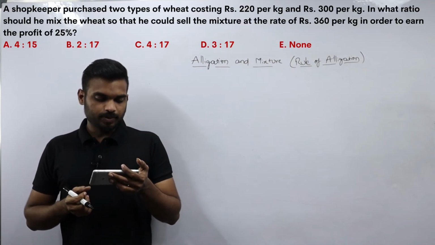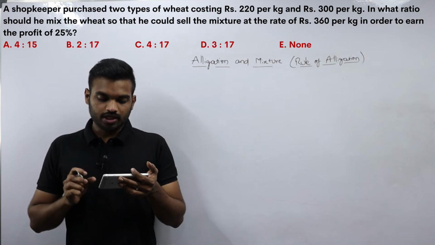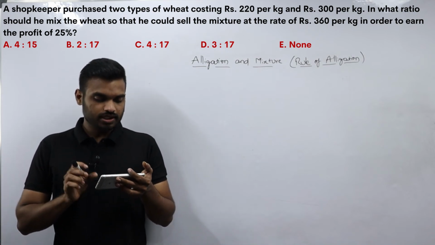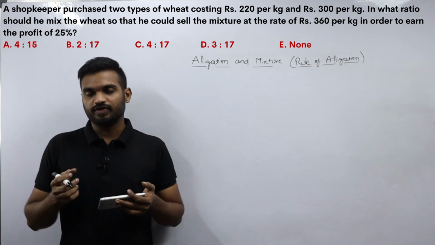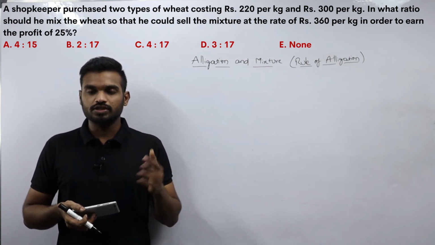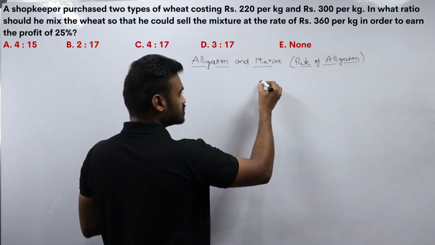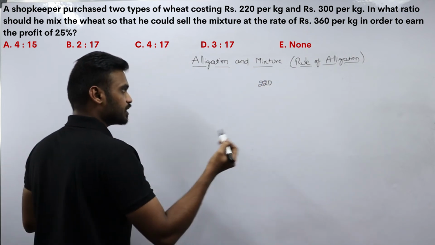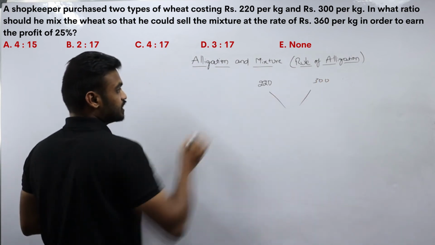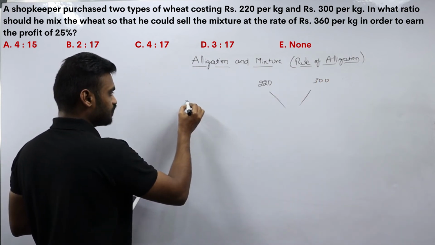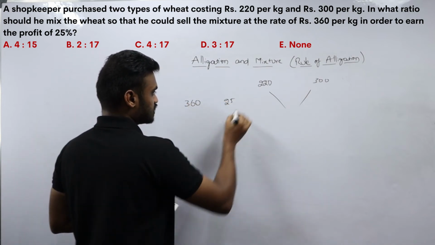They are saying that a shopkeeper purchased 2 types of wheat costing 220 per kg and 300 per kg. In what ratio should he mix the wheat so that he could sell the mixture at the rate of 360 per kg in order to earn a profit of 25%? So we need to find the ratio in which the 2 wheats need to be mixed. One type of wheat is 220 per kg and another type is 300 per kg. He is mixing the wheat so that he sells the resultant wheat for 360 rupees per kg, earning a profit of 25%.